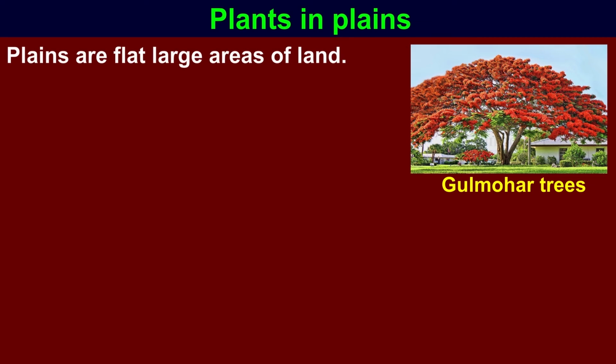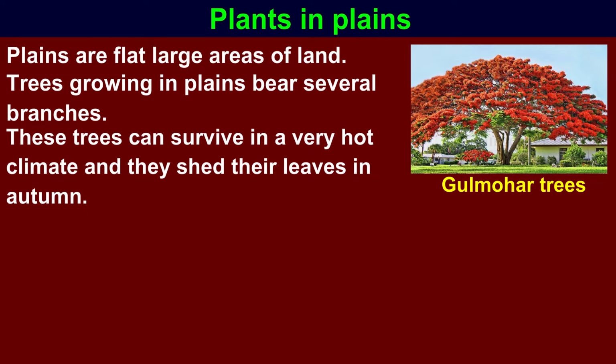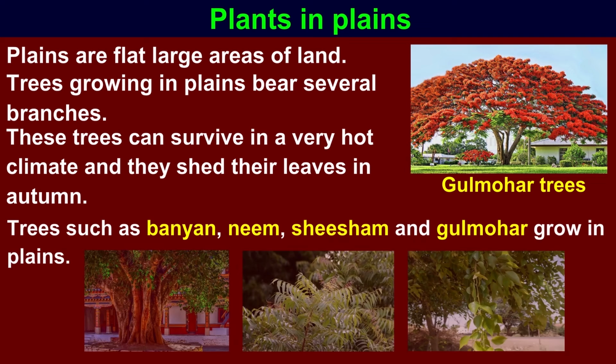Plants in plains. Plains are flat, large areas of land. Trees growing in plains bear several branches. These trees can survive in a very hot climate and they shed their leaves in autumn. Trees such as banyan, neem, shisham, and gulmohar grow in plains.